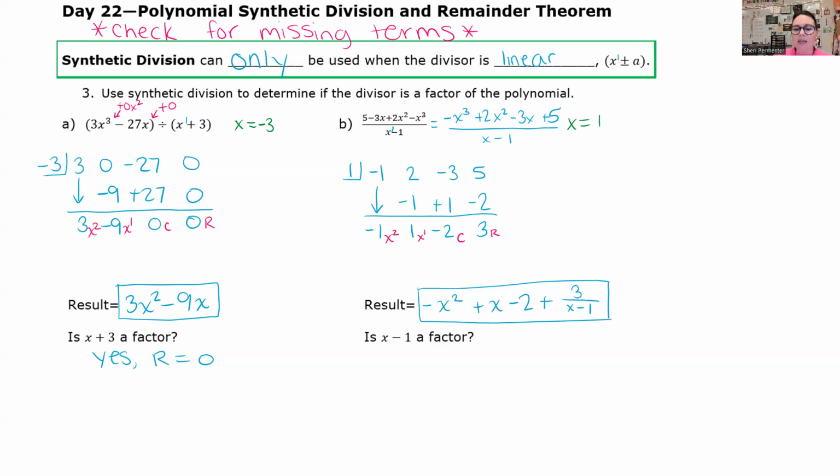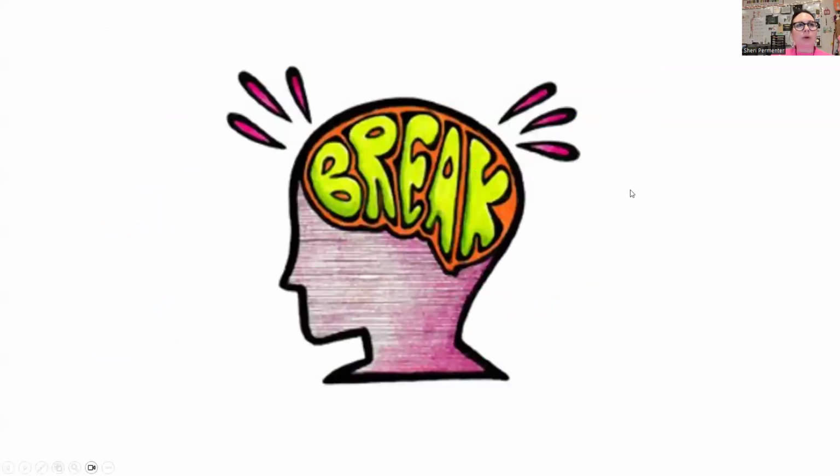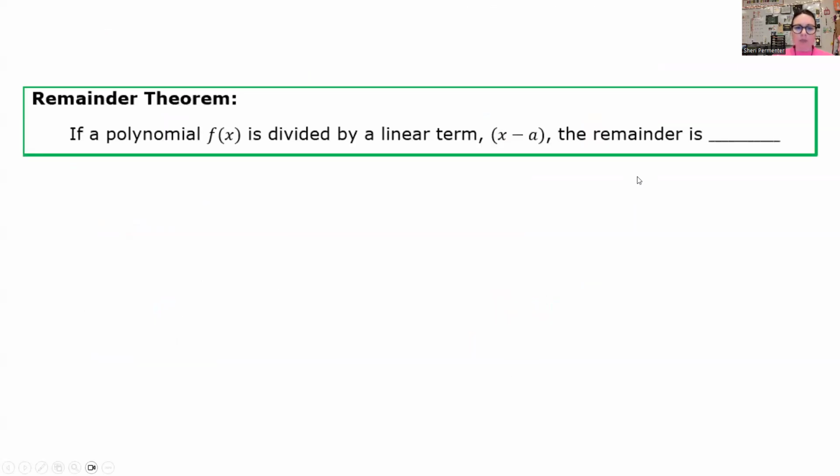And then is x minus 1 a factor? No, because the remainder is not equal to 0. This isn't going to stick until we do a couple more problems. We'll do our brain break when we're done with the video.